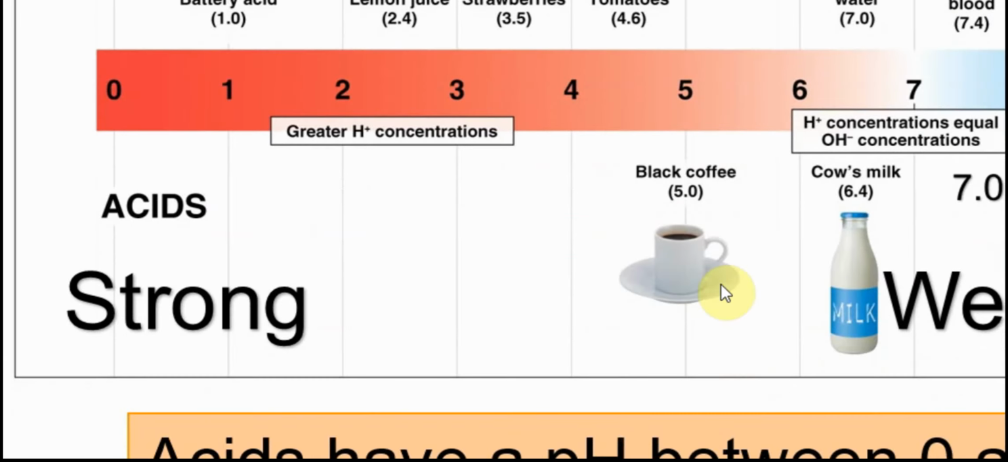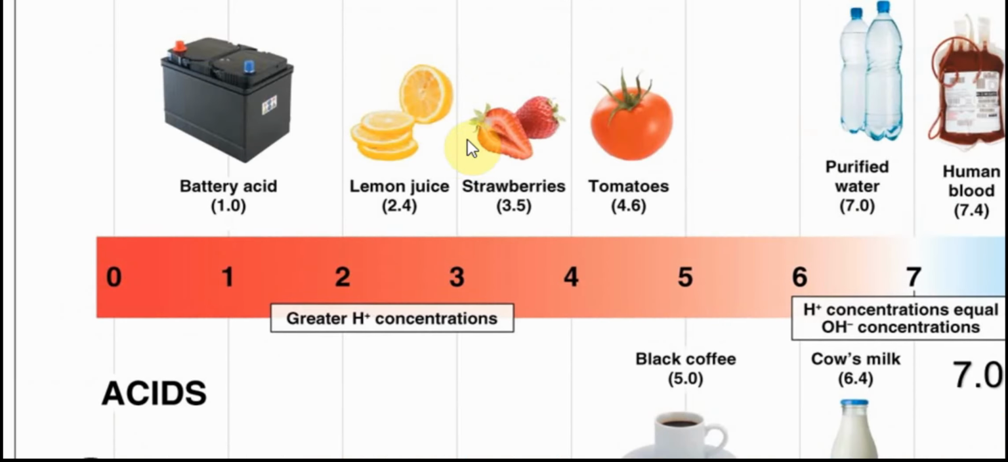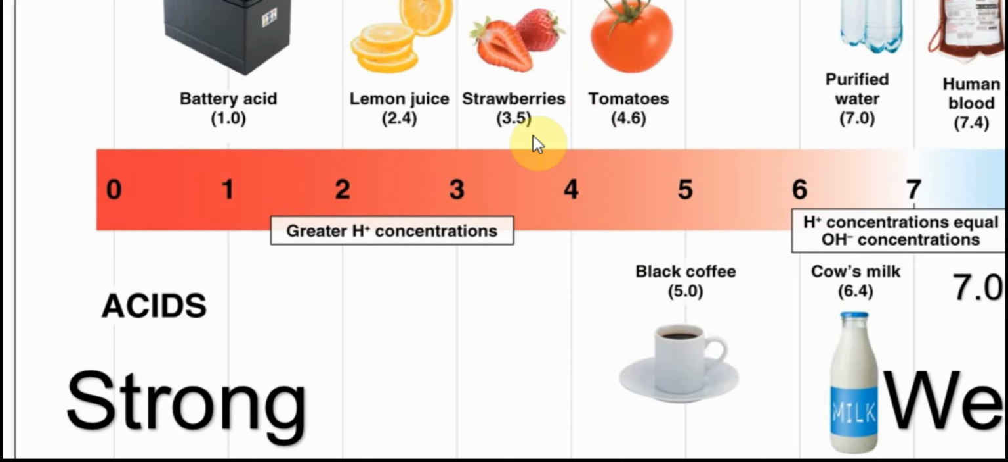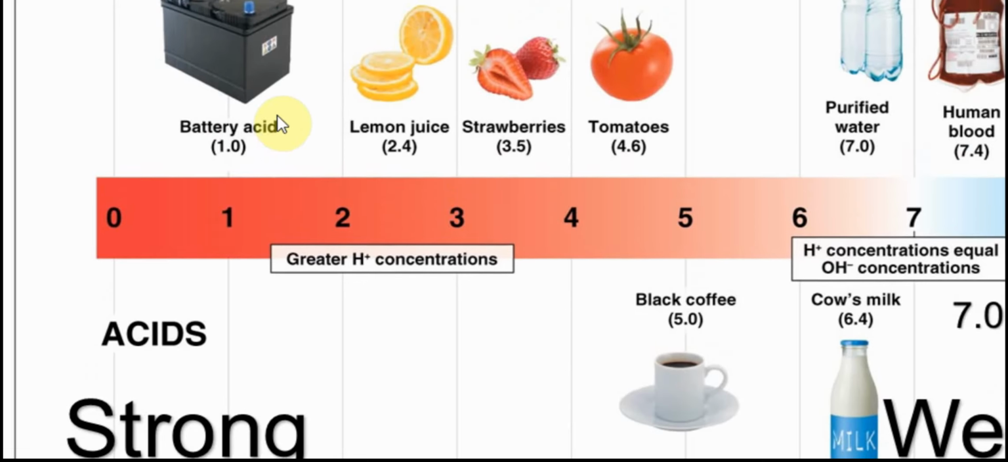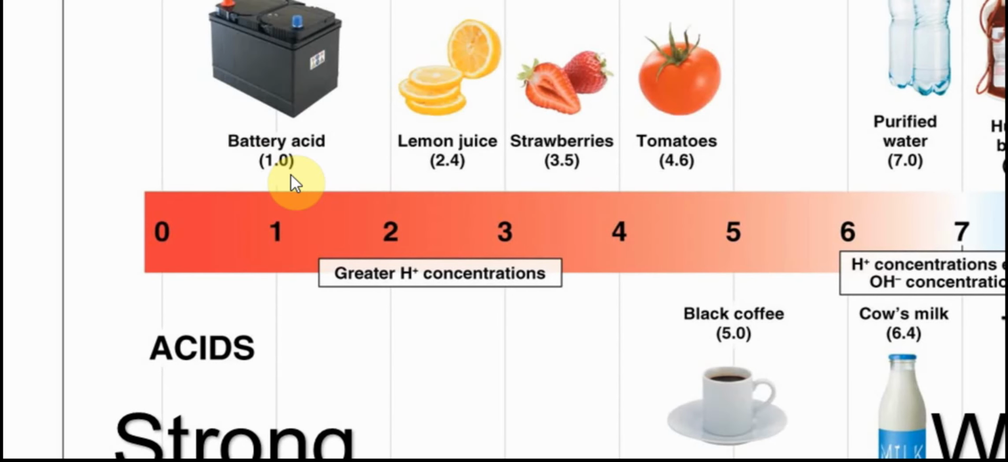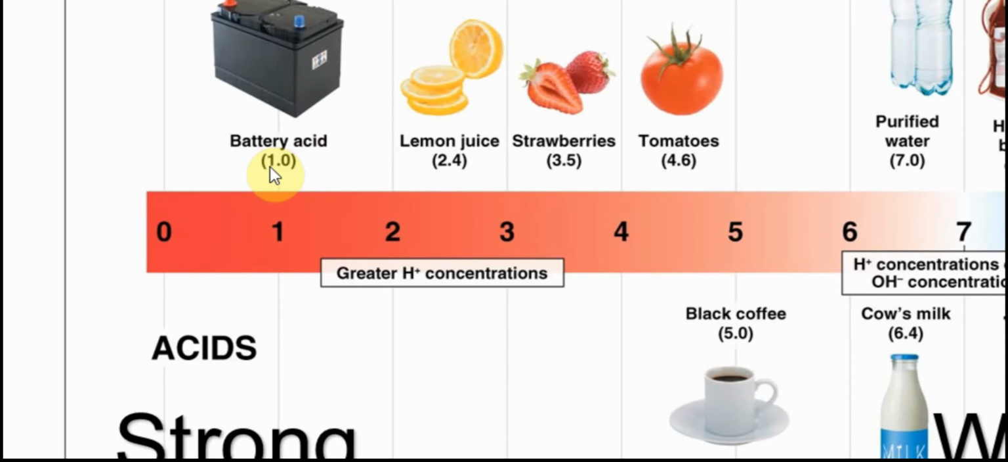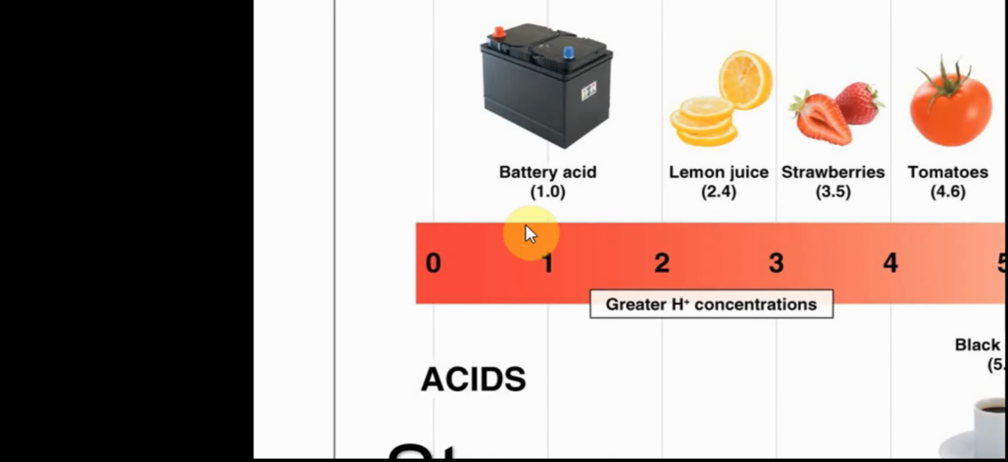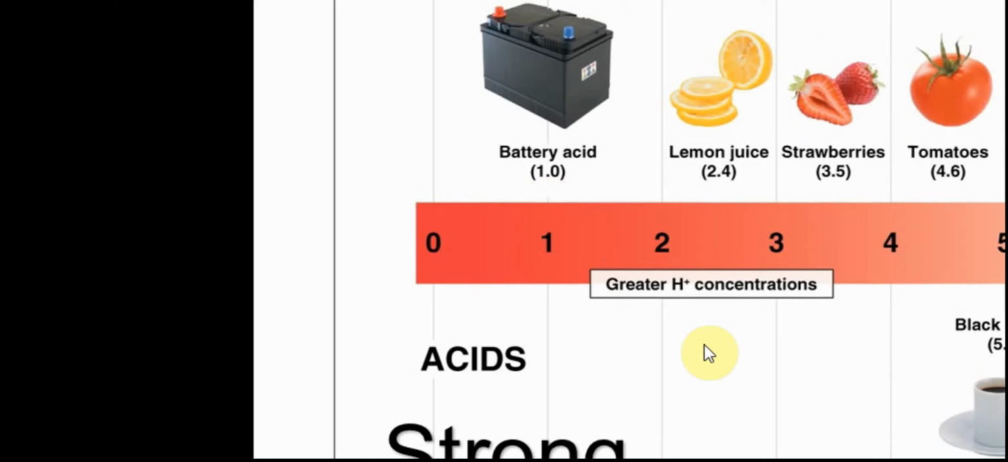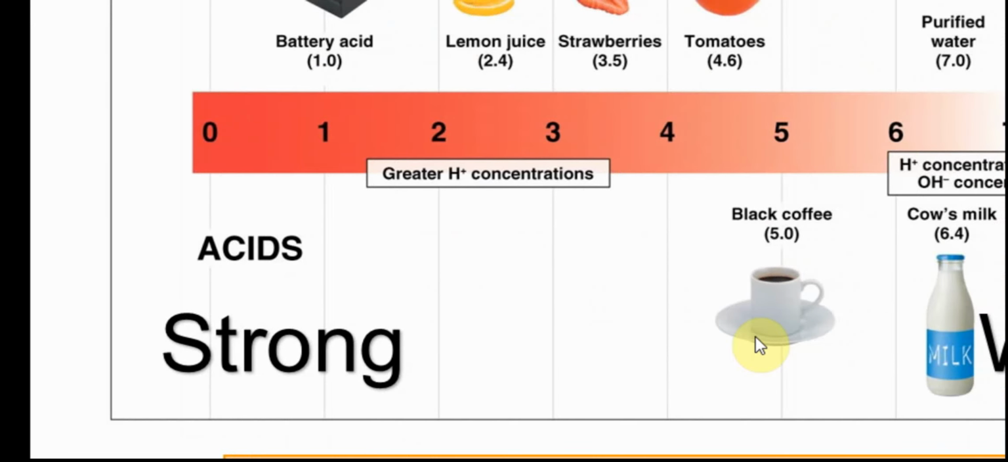If we could throw black coffee into the mix with a pH of 5, black coffee has the fewest hydrogen ions compared to coffee, tomatoes, strawberries, and lemon juice. Battery acids, yeah, the stuff that runs your cars, they have a pH of about 1. That's a really strong acid because it contains hydrochloric acid. The same thing found in your stomach, by the way. Hydrochloric acid, battery acid, has a pH of about 1. Black coffee has a pH of 5.